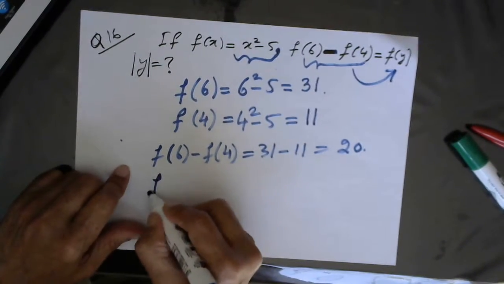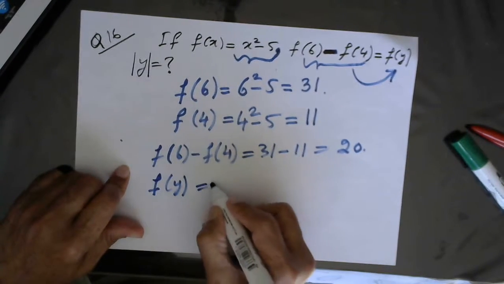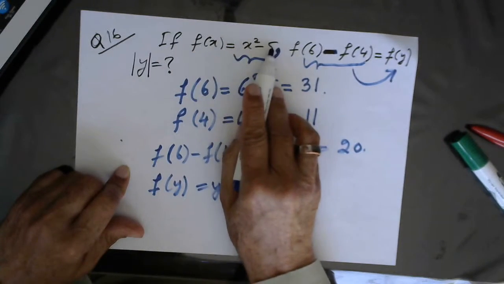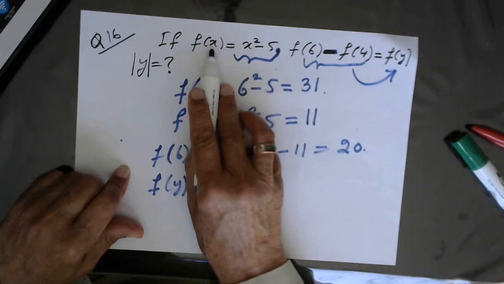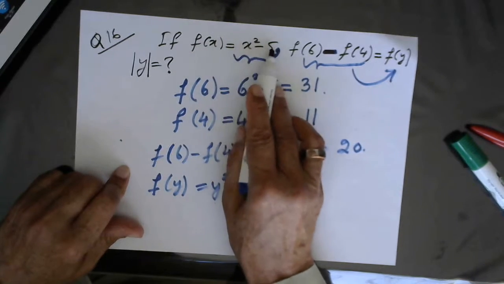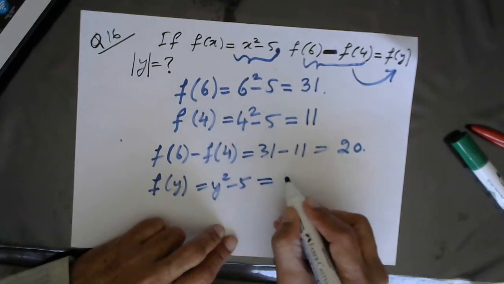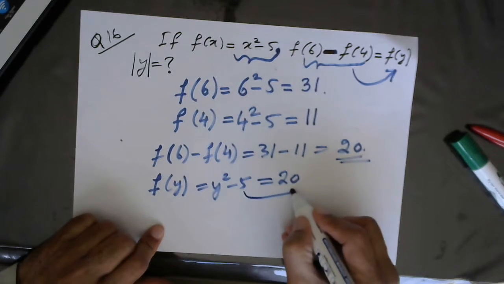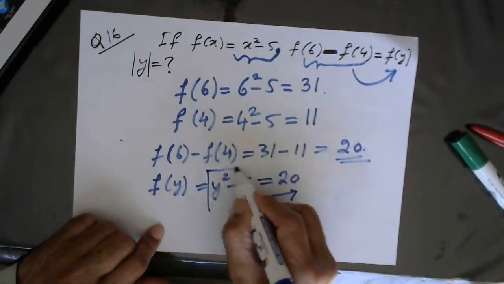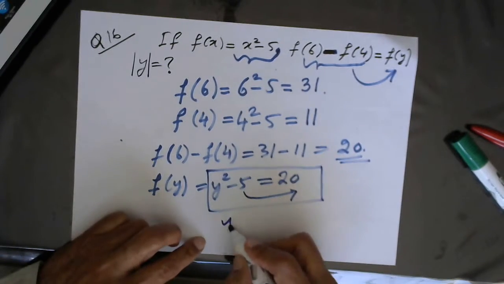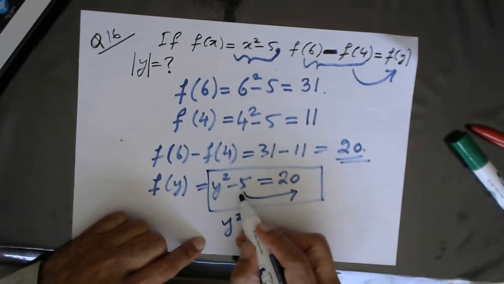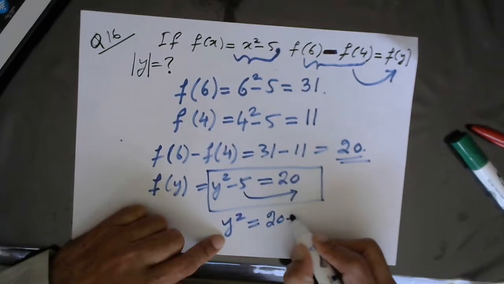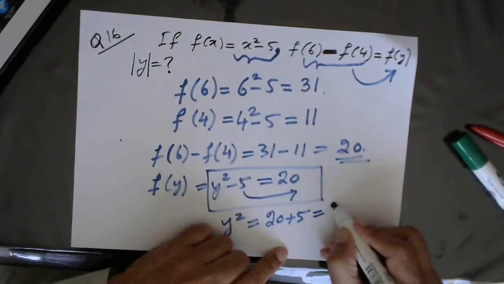So I will get f of y, which should be y square minus 5. See this? f of x is equal to x square minus 5. So f of y will be, replace x by y, f of y will be y square minus 5. But we have found that this value is 20. Okay, I transfer this 5 to the right hand side. I am considering this equation now. I will get y square is equal to, this negative 5 on the other side will become positive 5, and you will get 20 plus 5. Okay, 20 plus 5 is 25.